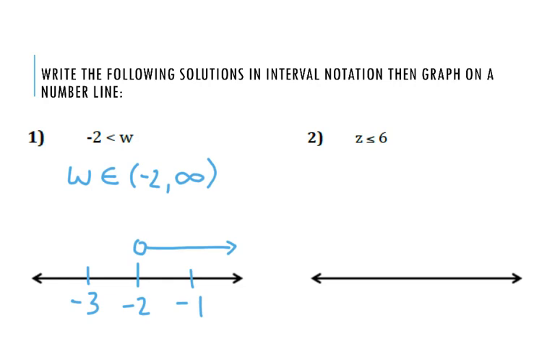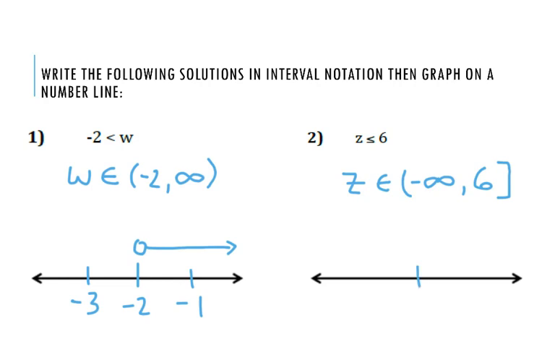Number 2, we have z is less than or equal to 6. So again, start with our variable as an element, so z is an element. Now here, it's less than, so we're going to do parenthesis, negative infinity, and then comma. Then it has to be less than or equal to, so 6 and a bracket, because we're including the possibility of having 6 as a solution.